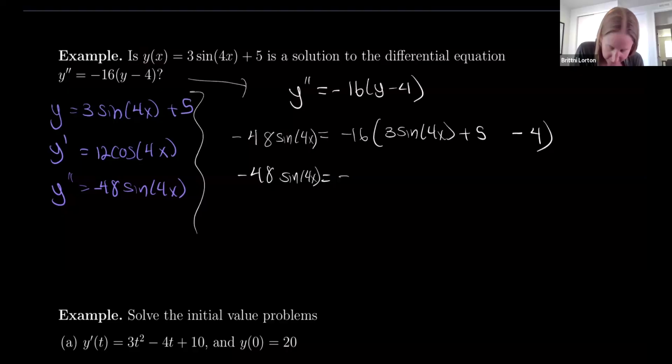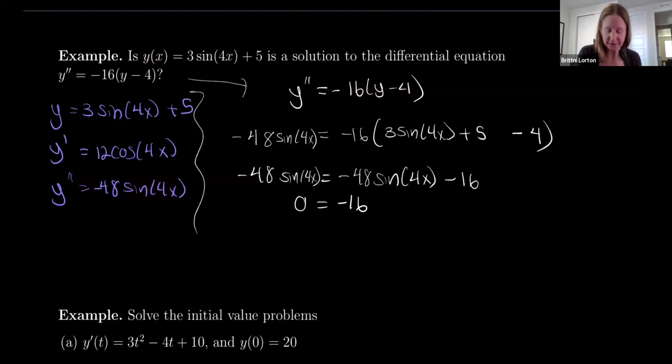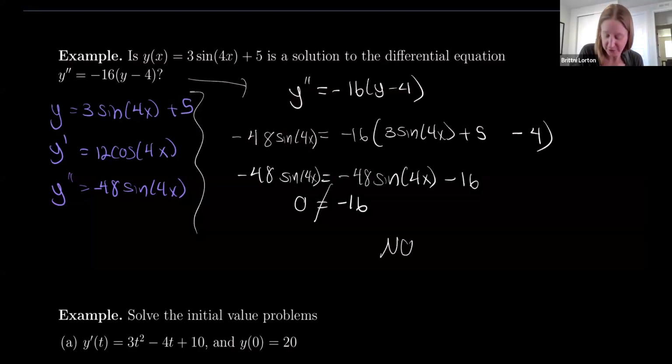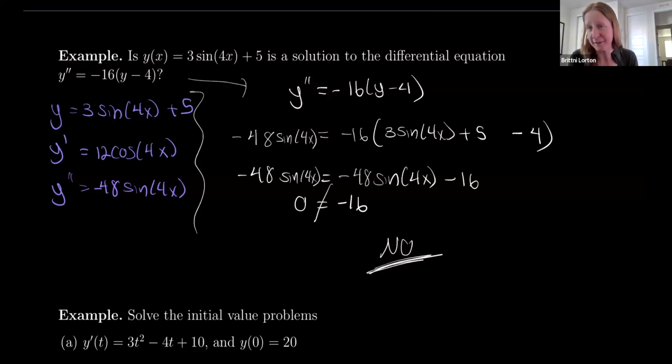It looks like I have a negative 48. I'm distributing the negative 16. Yeah, I distributed the negative 16. Feel free to use your calculator, whatever it is that you need. Just make sure it's simplified. And then I could add 48 sine of 4x to both sides of that equal sign. And I got 0 equals negative 16, which is not true. So the answer to that question is no. It was not a solution.